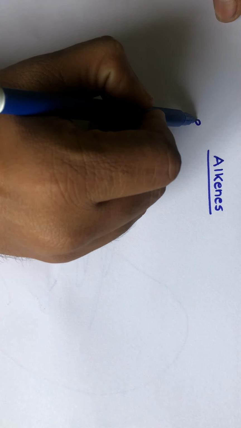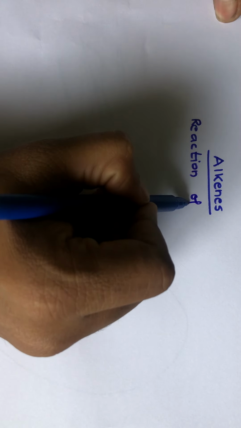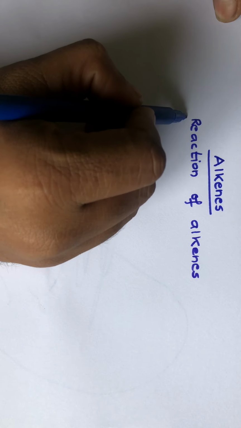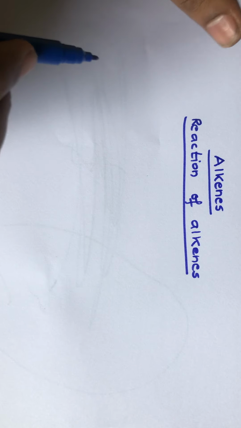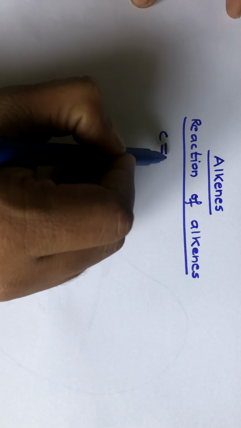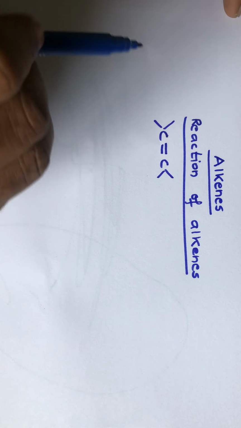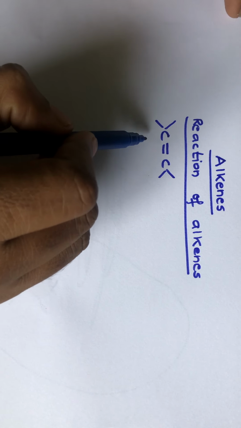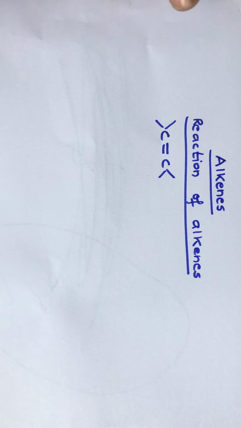Reactions of alkenes. In the last session, whatever we had discussed was preparation of alkenes. Now let us discuss the reactions of alkenes. Alkenes are compounds that contain a carbon-carbon double bond, right? Since they contain a carbon-carbon double bond, they undergo addition reaction. Since there is a double bond, you can add across these carbon atoms. So they undergo addition reaction.